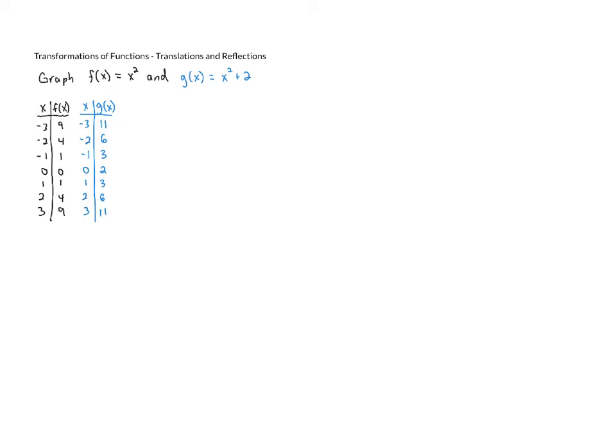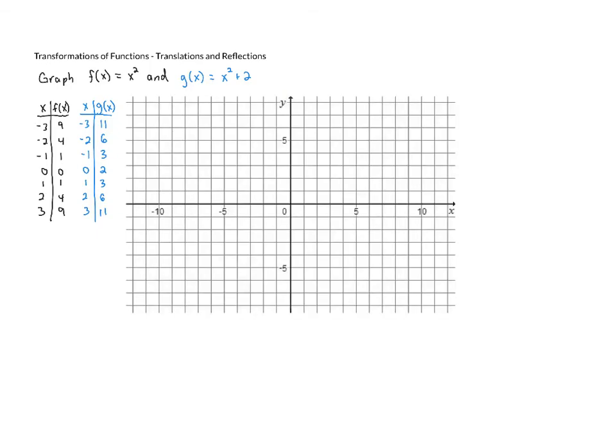Now let's sketch both of these graphs on the same xy plane to see what the relationship is between these two graphs. We'll start with f of x equals x squared. We have done this graph several times. I'm just going to plot the points quickly and sketch in the parabola that we know we get.